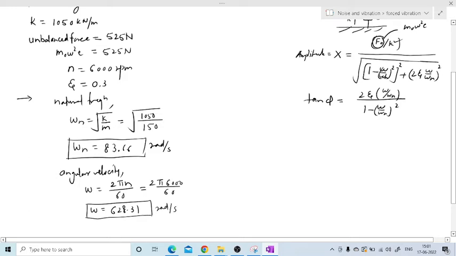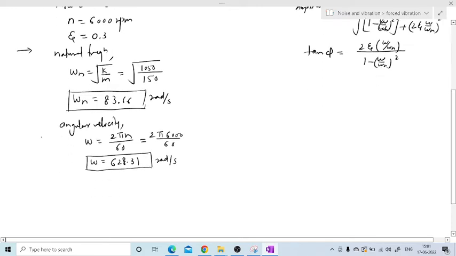radian per second. So we have the value of omega n. From this formula we have determined omega n, but we will require the ratio of omega by omega n. So now we will take the ratio of omega by omega n. It is 628.31 divided by 83.66, and this ratio is 7.51. So this is the ratio of omega by omega n.